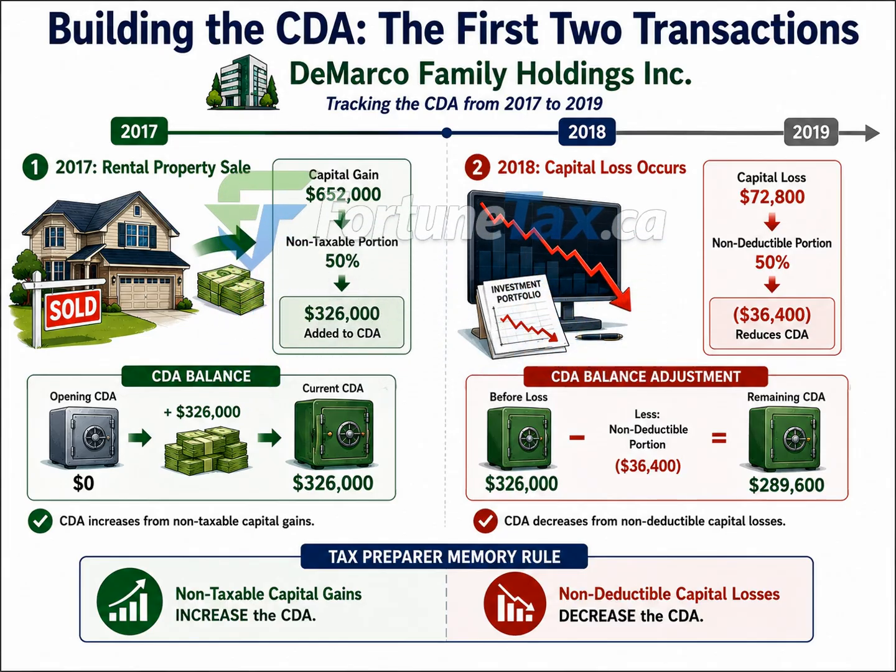By the end of these first two transactions, DeMarco Family Holdings Inc. has a CDA balance of $289,600. In the next slide, we'll see how a capital dividend received from another corporation further increases the CDA and creates even more tax-free distribution capacity.